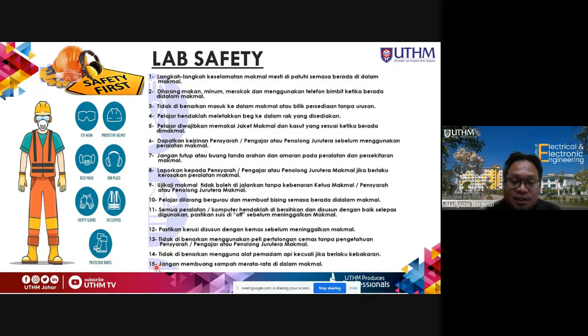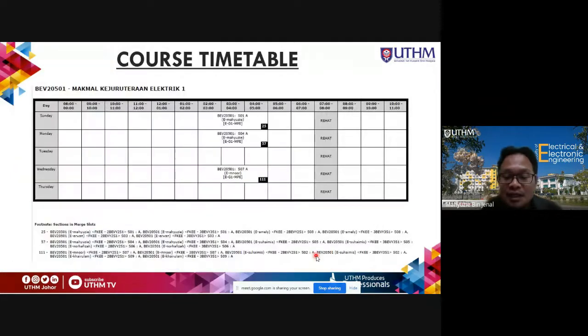So number 15, don't litter around. So jangan buang sampah merata-rata lah. If you litter around, you may invite cockroaches, for example, rats, for example, kan? From outside, you can invite them. So they are not allowed to be in the lab lah.